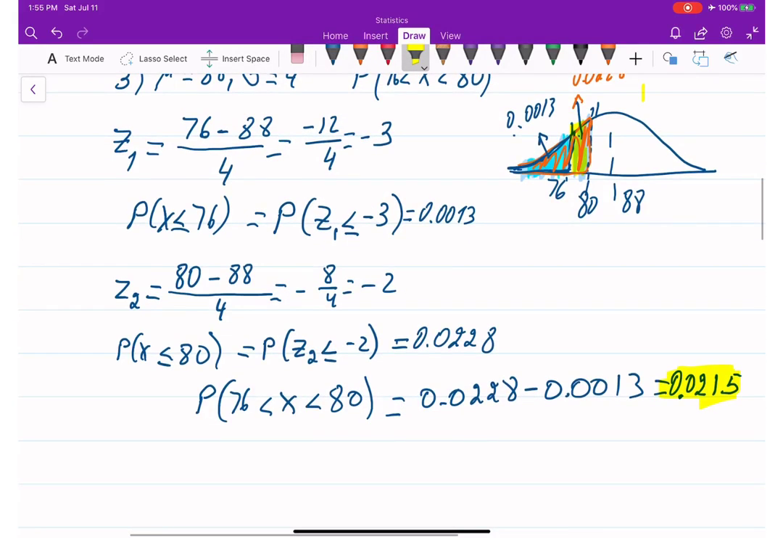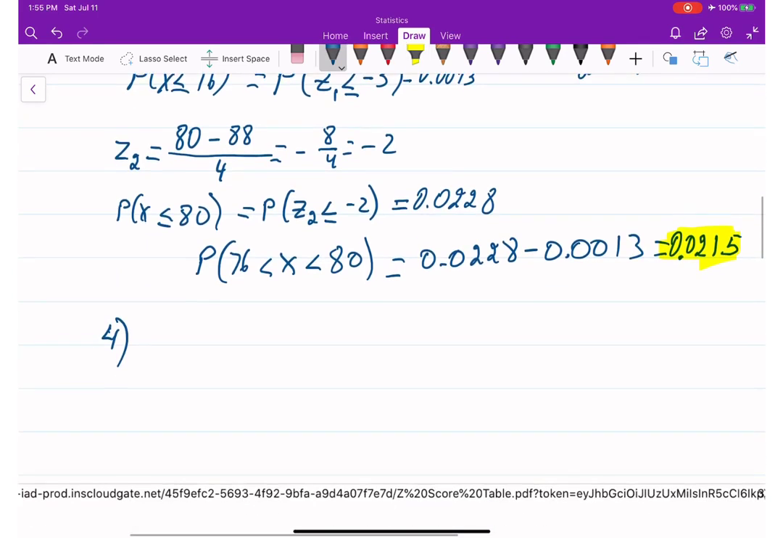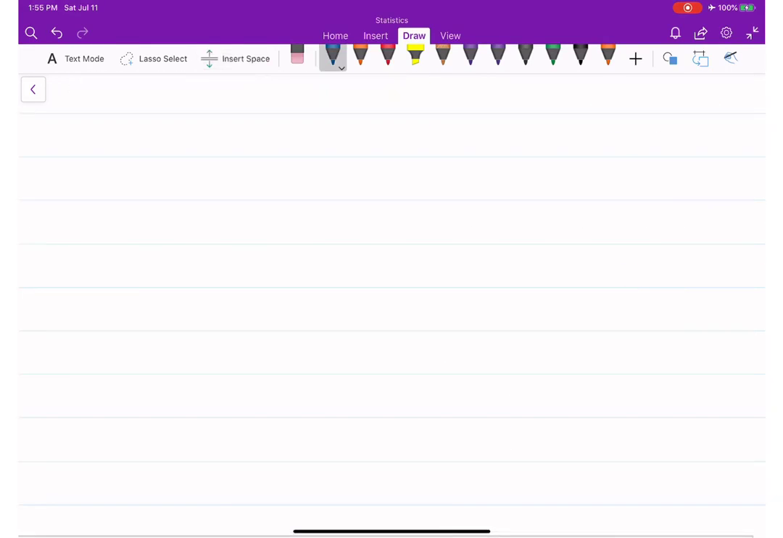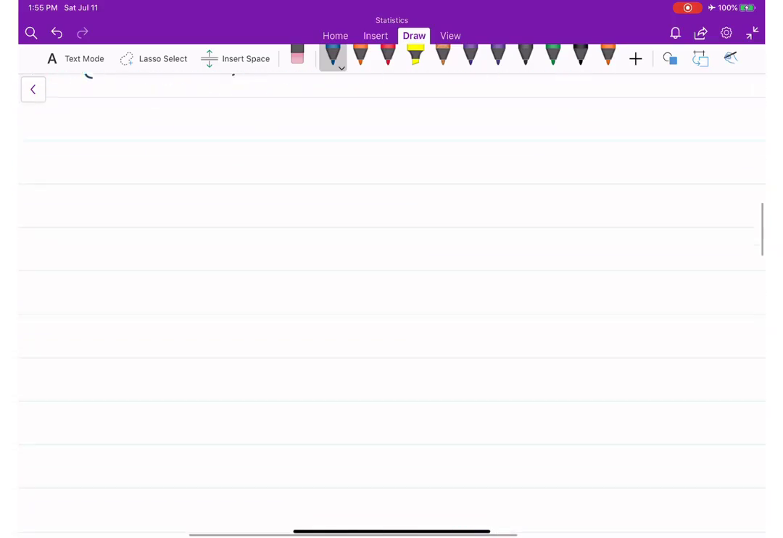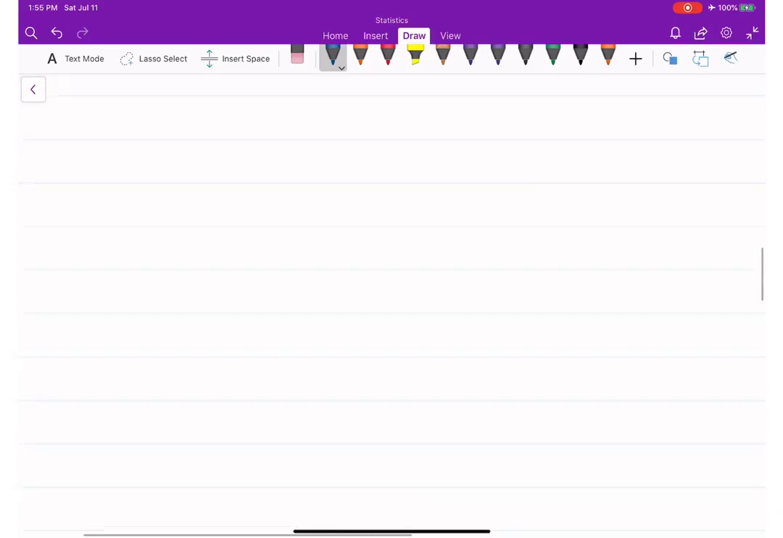Okay. Solving problem. Let's see what we have. Let me move this table down. Oops. What just happened? Okay.